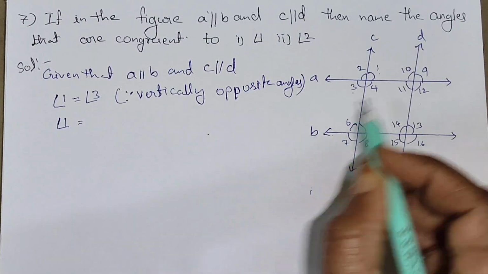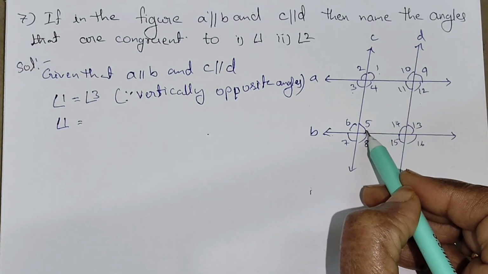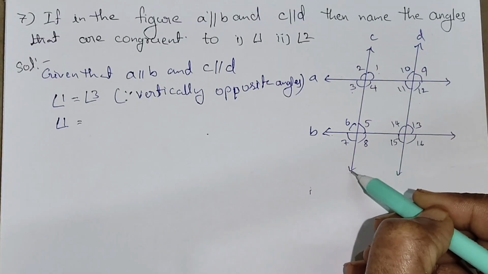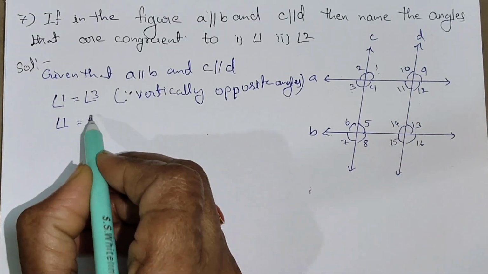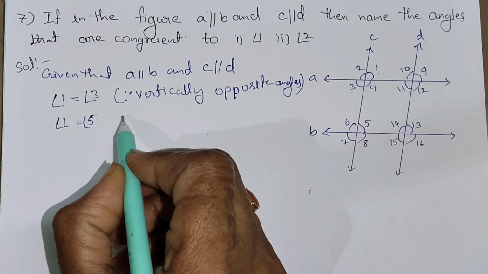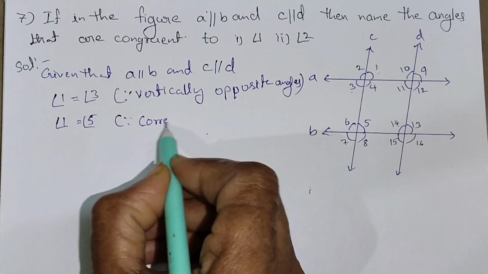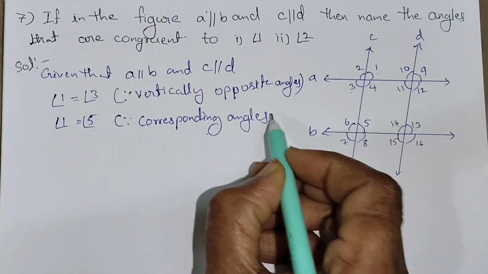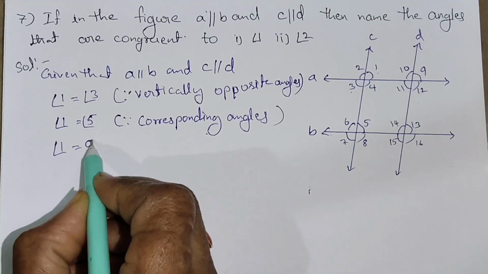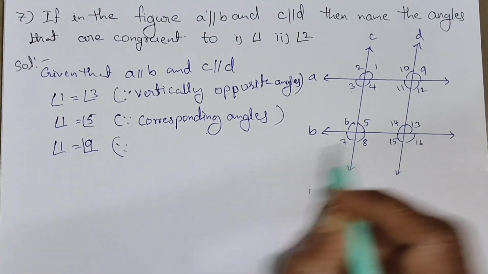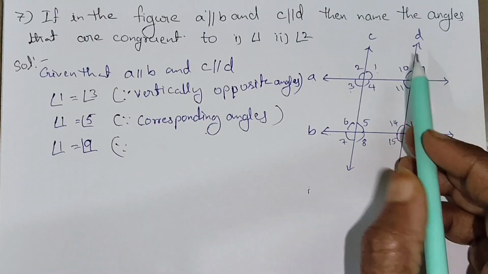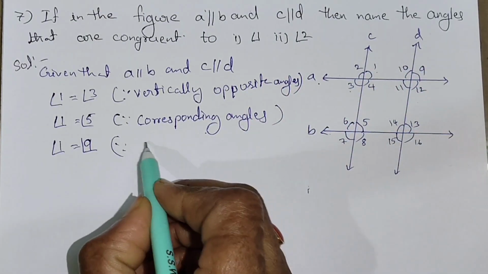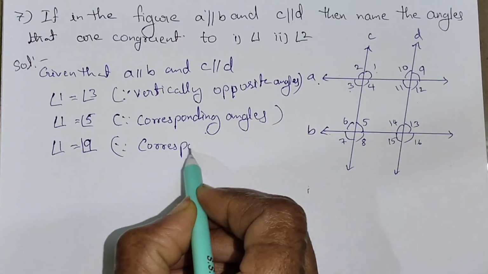Next angle 1 equal to angle 5. Here corresponding angles. A and B are the parallel lines, C is a transversal. So here 1 equal to angle 5. Corresponding angles. So next one is angle 1 equal to angle 9. Here C and D are the parallel lines. A is a transversal. So these two also are corresponding angles.